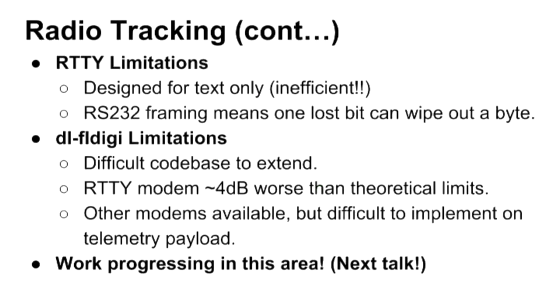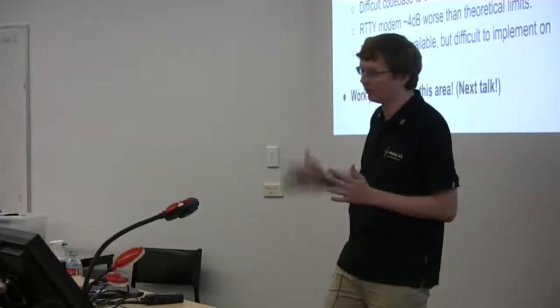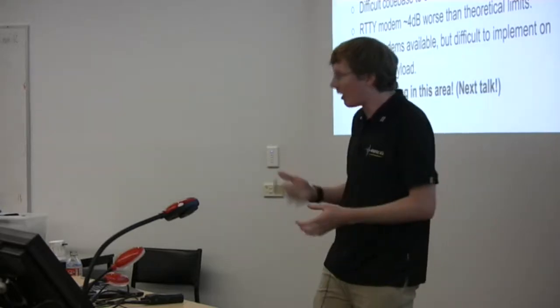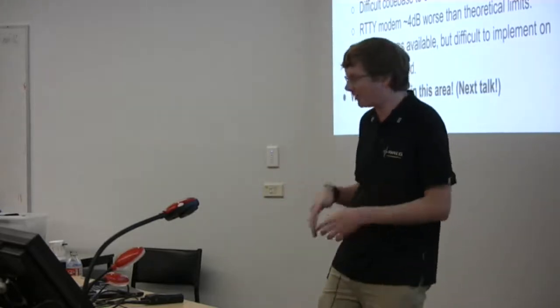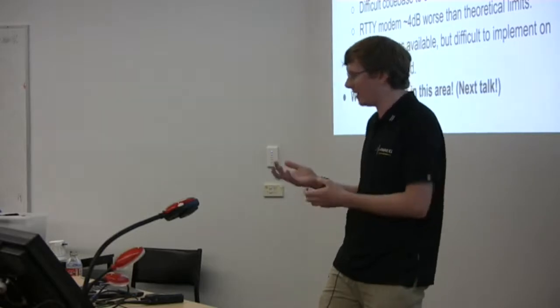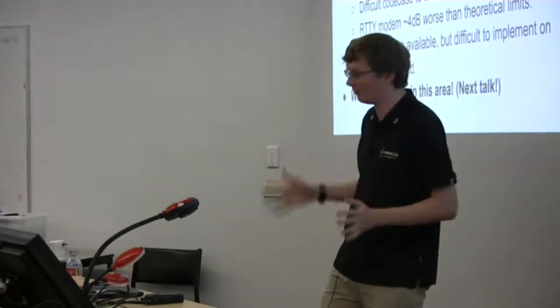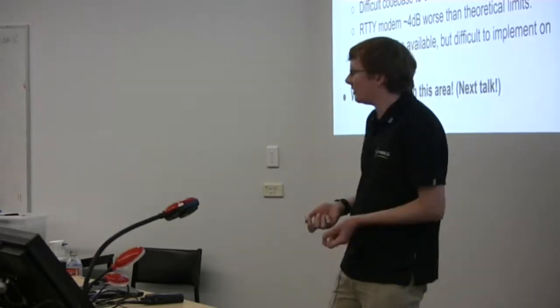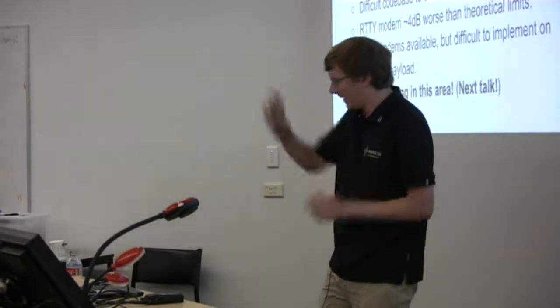The RTTY modem in it is about 4 dB off theoretical performance. And it's been getting progressively worse for some reason. We're not really sure why, but FLDigi is about 2 years behind the current mainline software because of that reason. And there are other modems available. It isn't just RTTY, but RTTY is the easiest one to implement for a beginner. It's twiddling an IO line, really, really simple. It gets a lot more complicated. There is work progressing in this area. See the next talk. David will be covering that one.